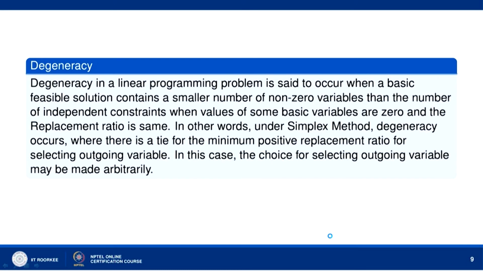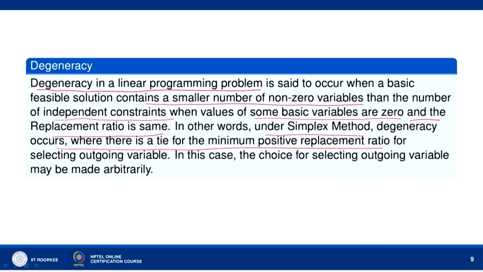Okay. So, now let us go to degeneracy. Degeneracy in a linear programming problem is said to occur when a basic feasible solution contains a smaller number of non-zero variables, okay, than the number of independent constraints, when values of some basic variables are 0. Okay. And the replacement ratio theta is the same. In other words, under the simplex method, degeneracy occurs when there is a tie for the minimum positive replacement ratio theta.